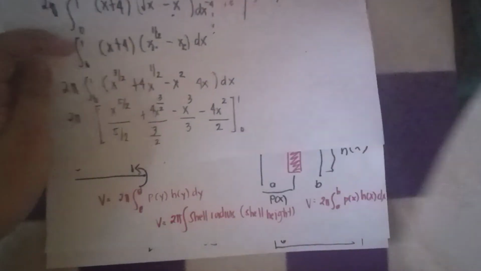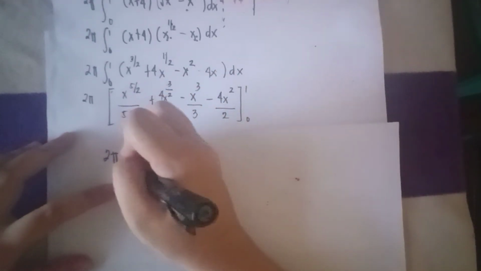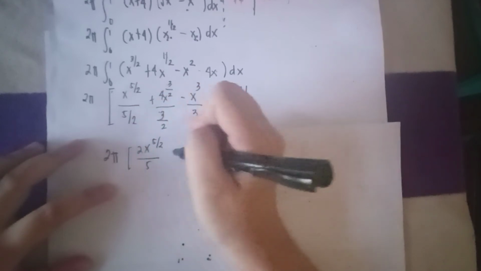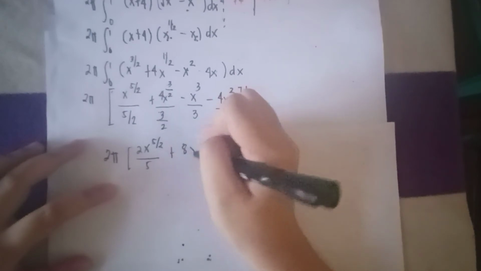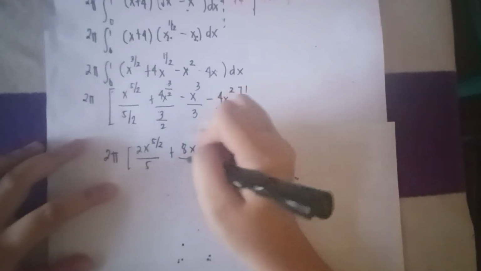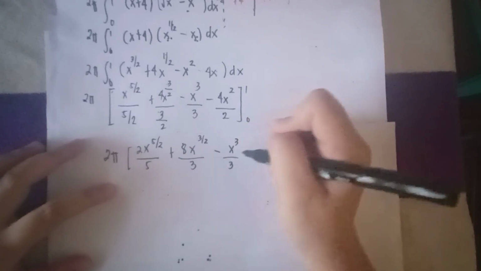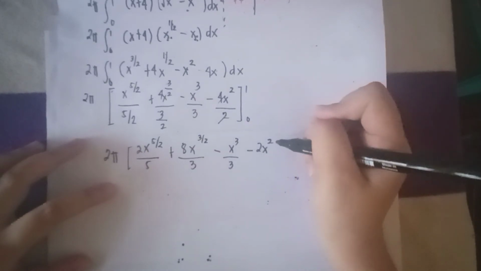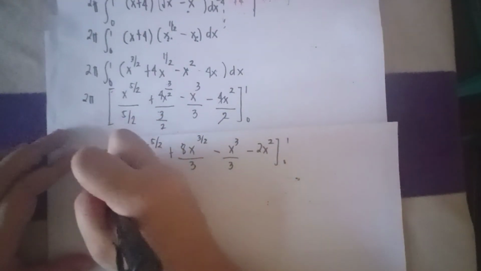Tapos, ang susunod natin gagawin is simplify lang natin ito. So, 2 pi, 2x to the 5 over 2 over 5 plus 2 times 4 is 8x to the 3 over 2 over 3 minus x cube over 3 minus 2x squared, from 0 to 1. So, i-apply lang natin ang ating limits of integration.